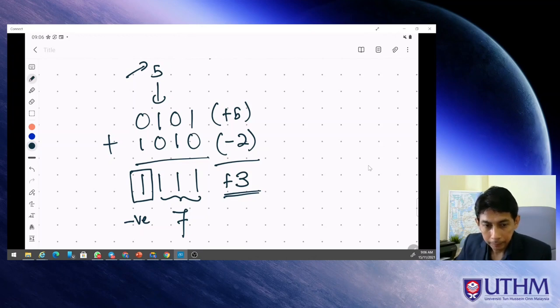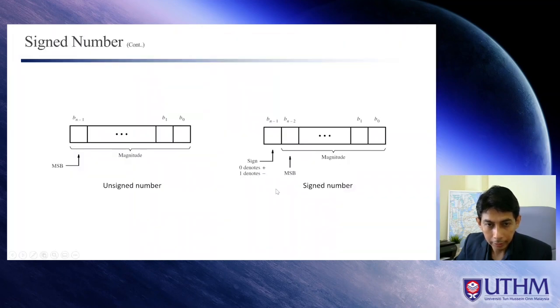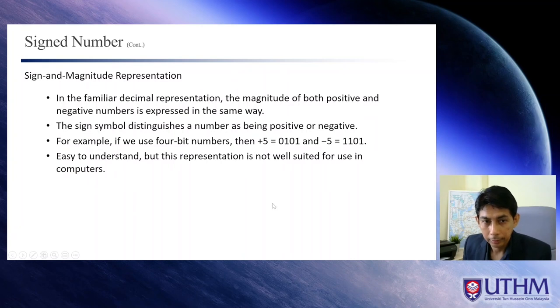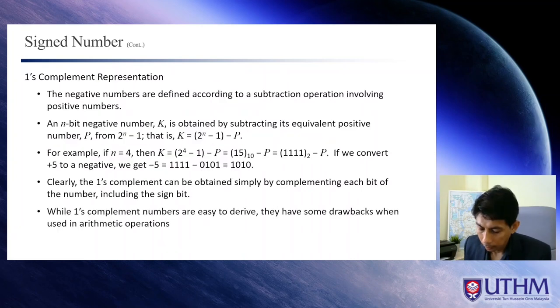Meaning that this representation is not very useful in the system. So we have another one. The scientists introduced the next negative number representation, which is called the first complement number. So what is first complement number?